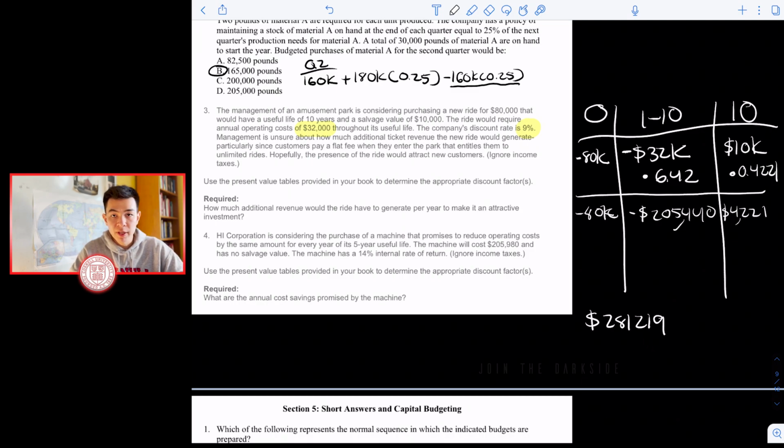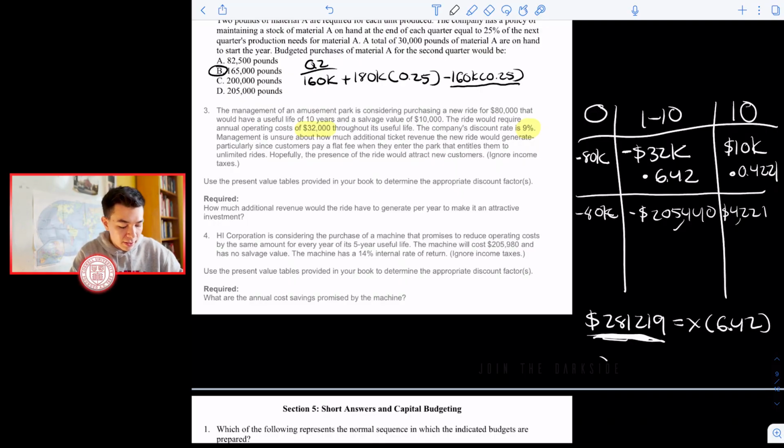And the question is asking what additional revenue would the ride have to generate per year to make it an attractive investment? So what I gotta do is find out the annual cash flow they gotta make to make this ride worth it. So basically we gotta at least pay off this investment. That's the minimum we gotta do. So in order to do that, I'm gonna write X times 6.42.